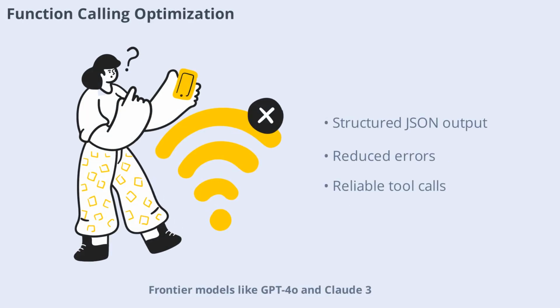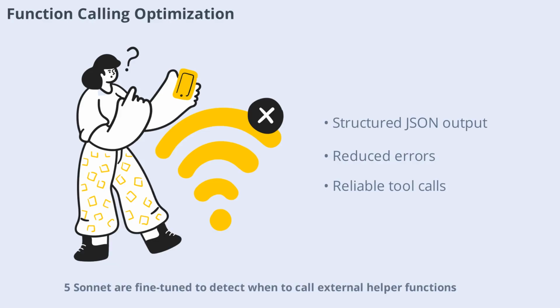Frontier models like GPT-4o and Claude 3.5 Sonnet are fine-tuned to detect when to call external helper functions. Instead of continuing a conversation, the model outputs structured JSON arguments that match the required format. This reduces parsing errors and ensures reliable integration with external tools, making applications more robust.